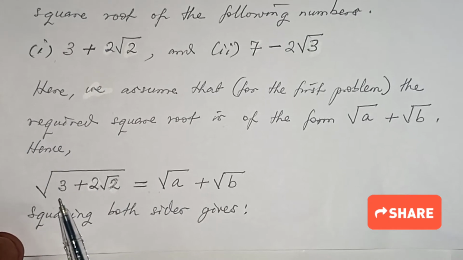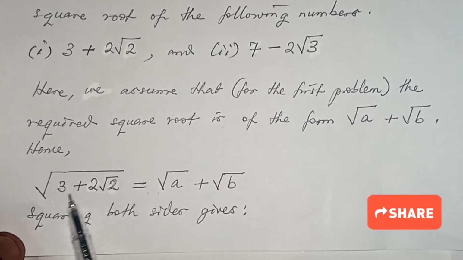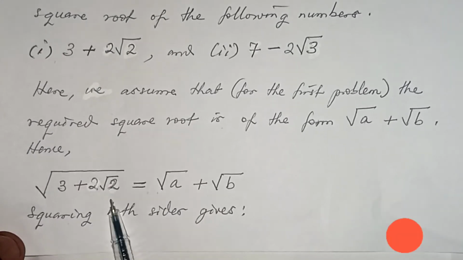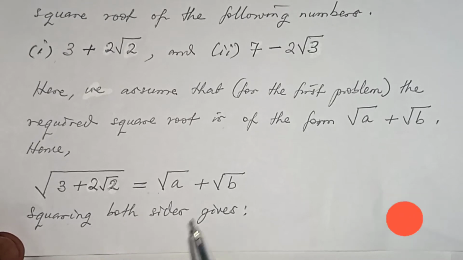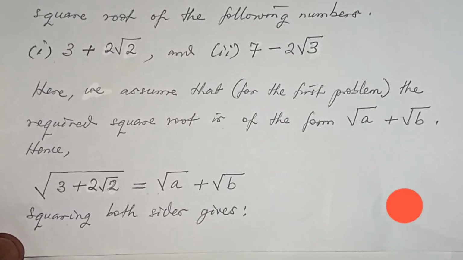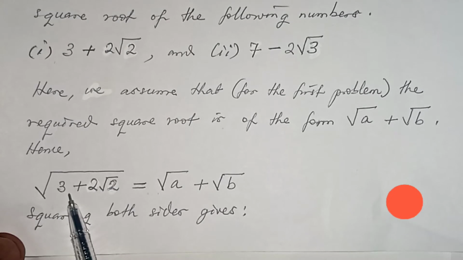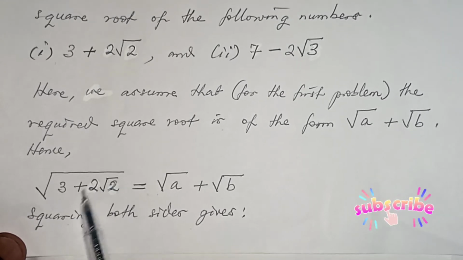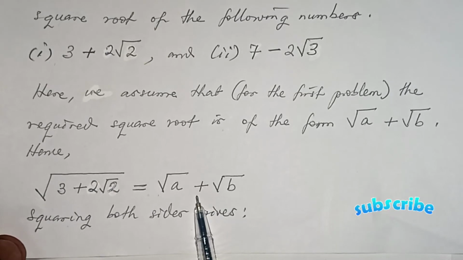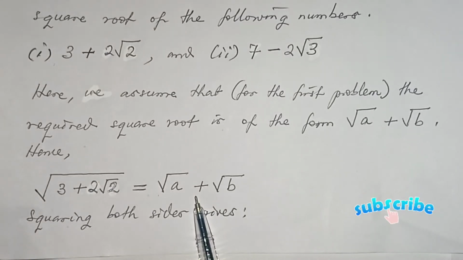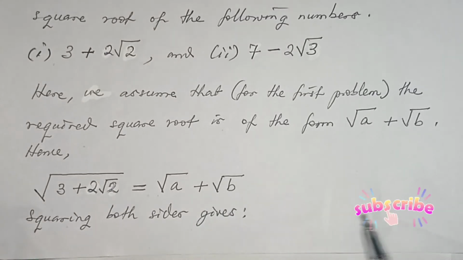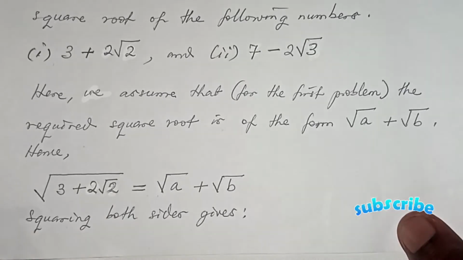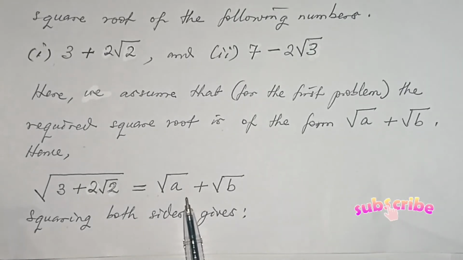For the first problem, since we want to obtain the square root of 3 plus 2 root 2, which is a surdic number, the first thing we do is to assume what kind of square root it will give. If the number whose square root you seek has a sum or an addition sign, the square root must have an addition sign. So the first thing you do in trying to obtain the square root is to assume what kind of square root it will give you. So we usually would assume that the square root of such a number would be of this form.